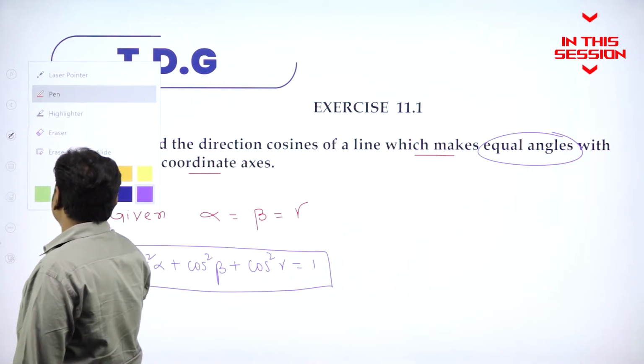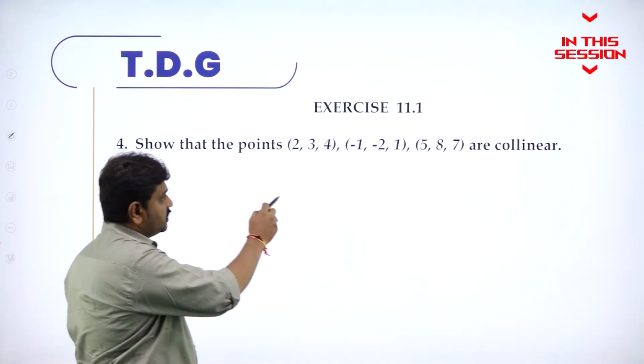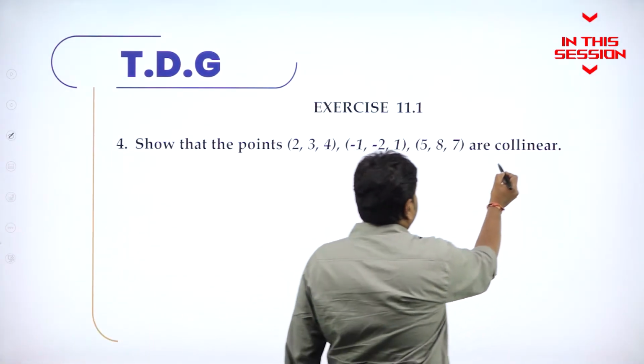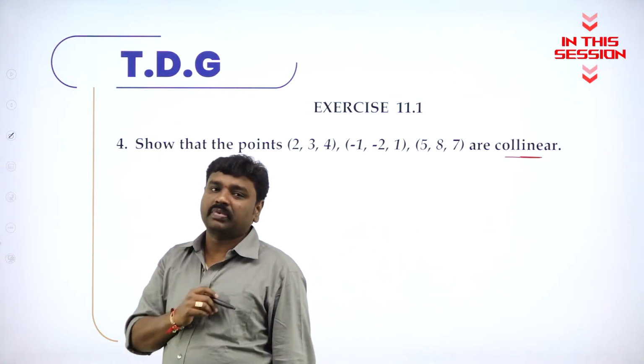Equal. So dear students, now we go ahead with what? Then we have to show that the points are collinear. See, dear students, if the points are collinear, then the direction ratios are proportional.